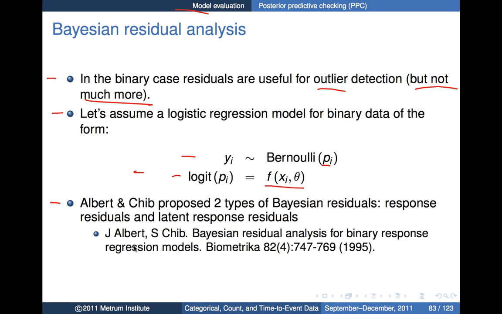I'm going to base my discussion mainly on a paper by Albert and Chib, who proposed two types of Bayesian residuals. I give you the reference for that paper. In addition, the Gelman et al. text that I cite in the references at the end of the slides is actually where I picked up on this, and they spend some time talking about it too. They term one response residuals, and the other latent response residuals. So let's take a look at those.